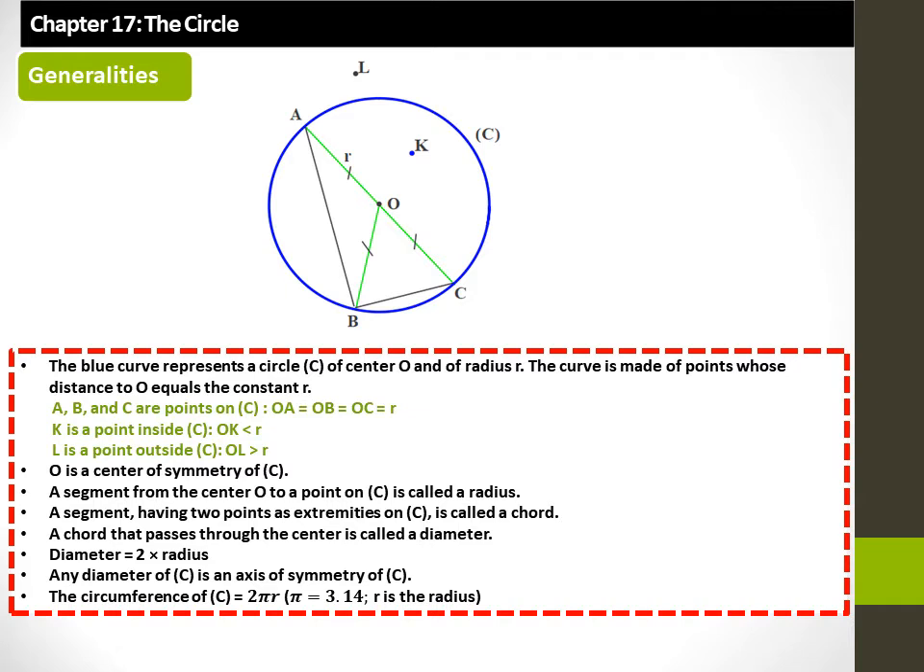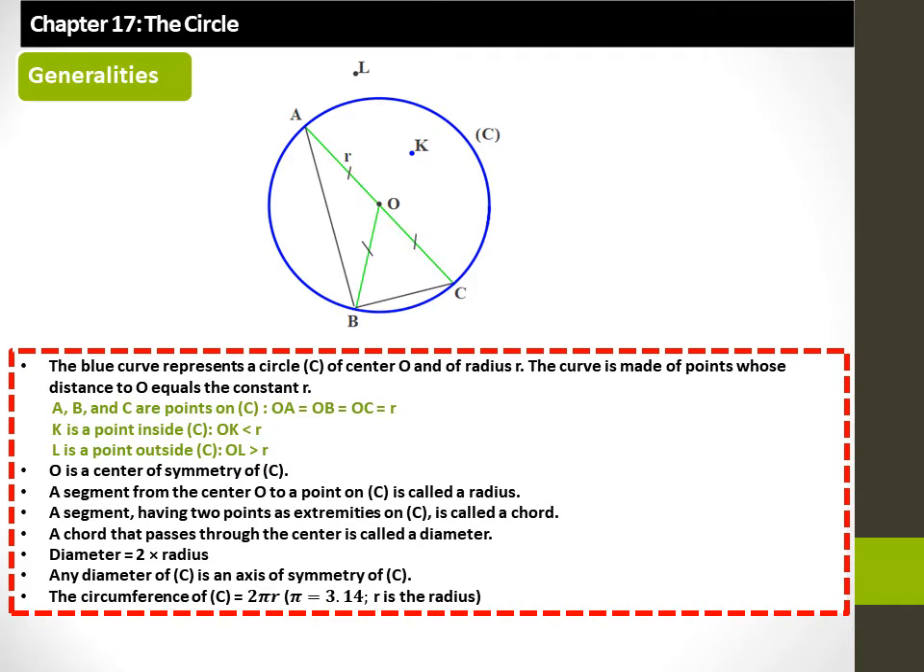K is a point inside C. Therefore, OK is less than R. L is a point outside C. That's why OL is greater than R. O is the center of symmetry of C.